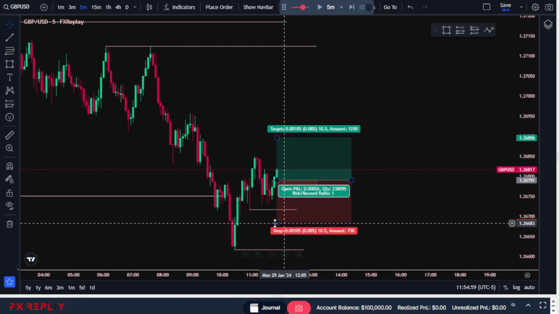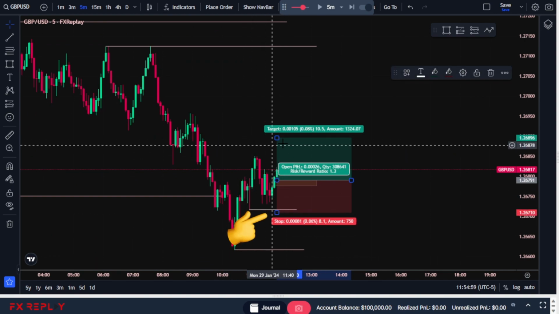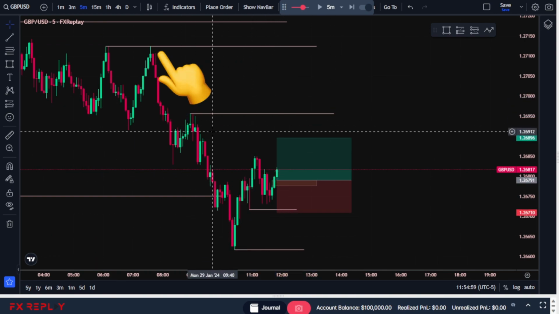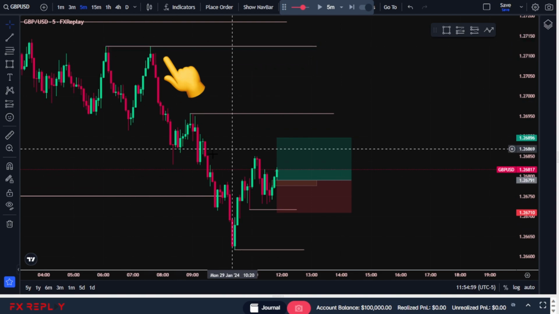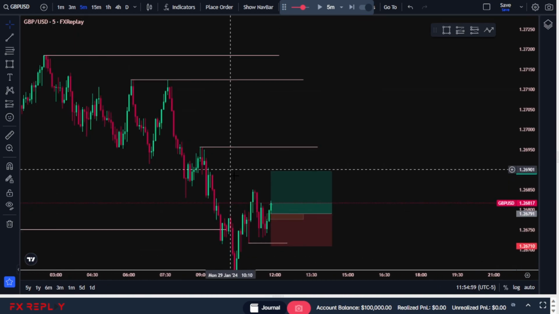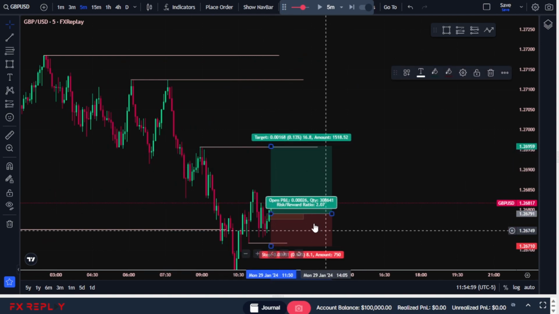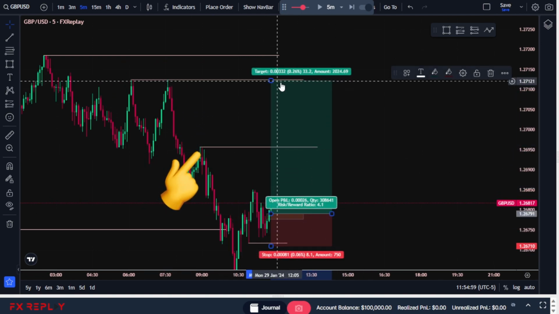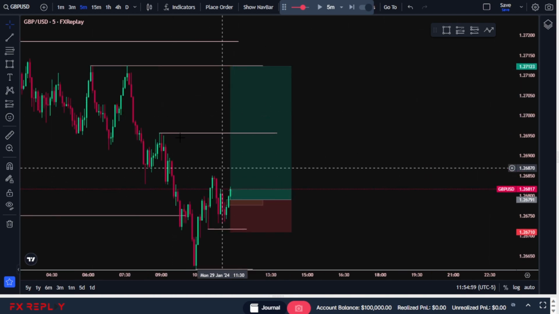Your stop loss could be below these recent swing lows. For profit target, we have these equal highs above which we can target, or even this buy side liquidity. We can also aim for a classical 1 to 2 risk to reward ratio, or even this close opposing liquidity, which is also known as lowest hanging fruit.